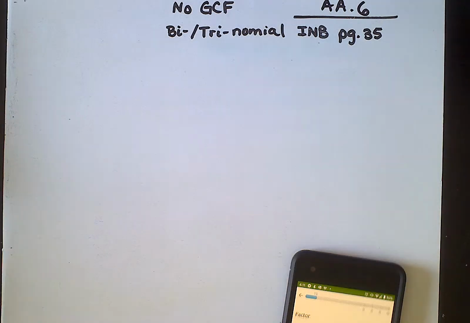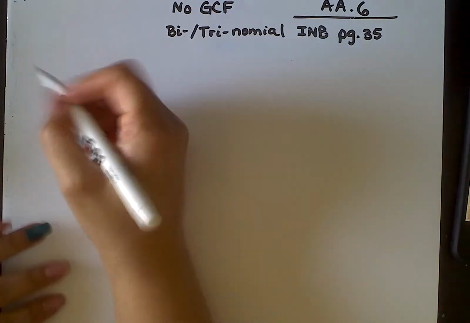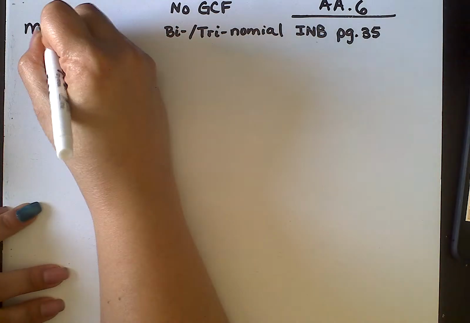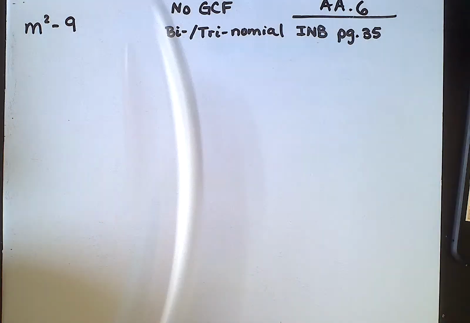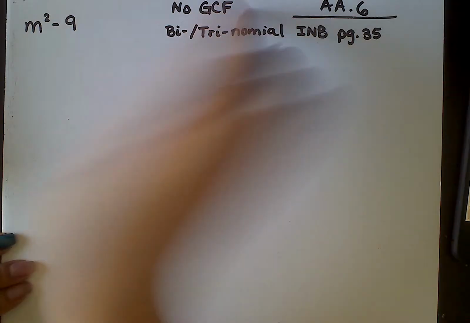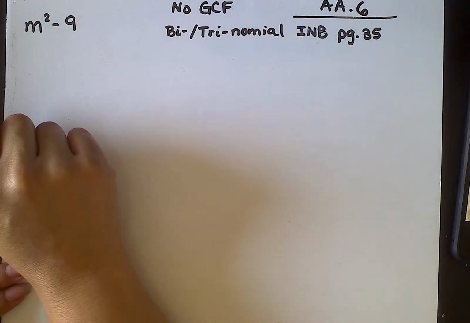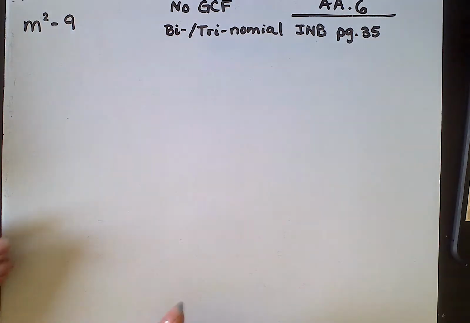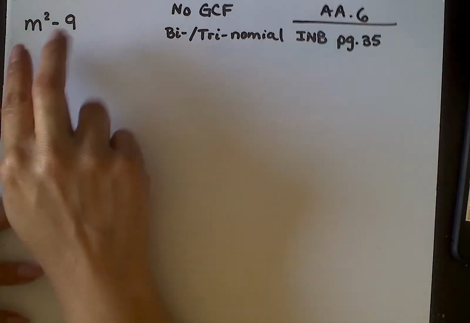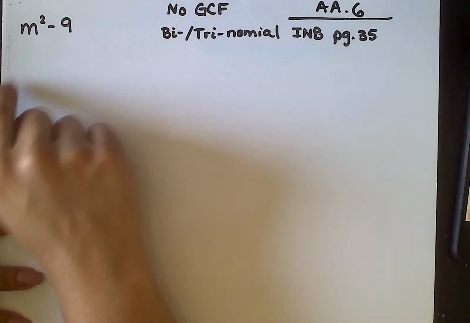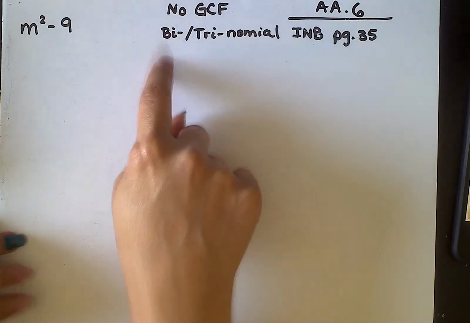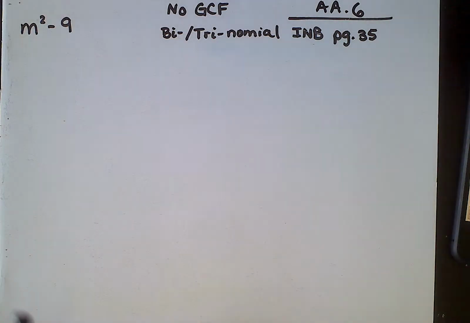And this binomial says m squared minus 9. Now, I ask myself whether or not I have a GCF with these two terms, and I do not. Oh, okay, cool. All right, just wanted to make sure. So, no GCF, and this time we do have a binomial. Because I do have a binomial, I need to double check to see if I have the difference of squares.